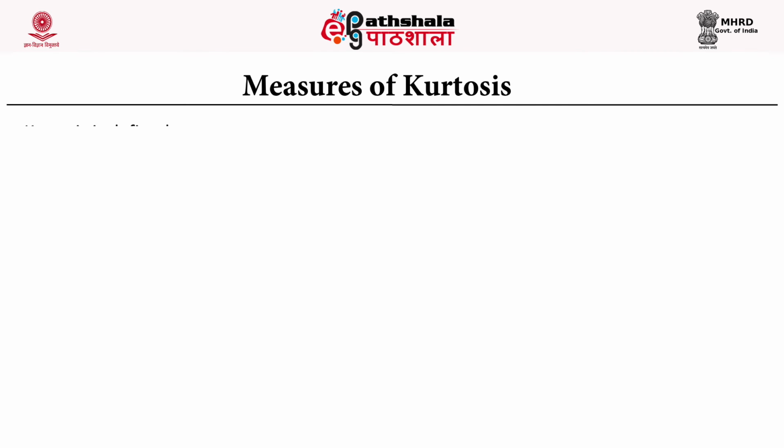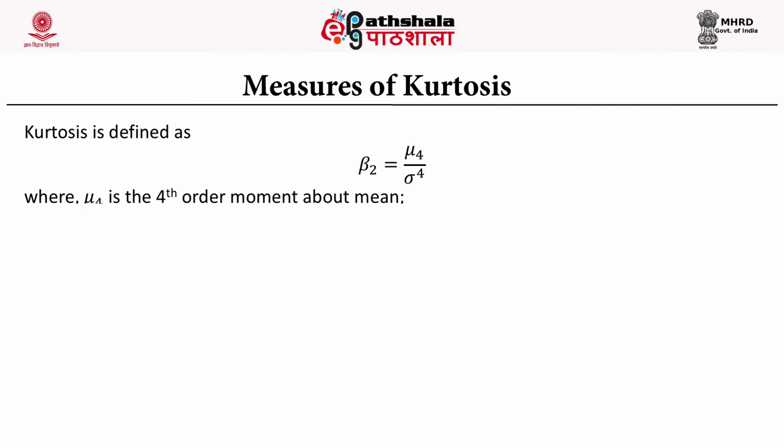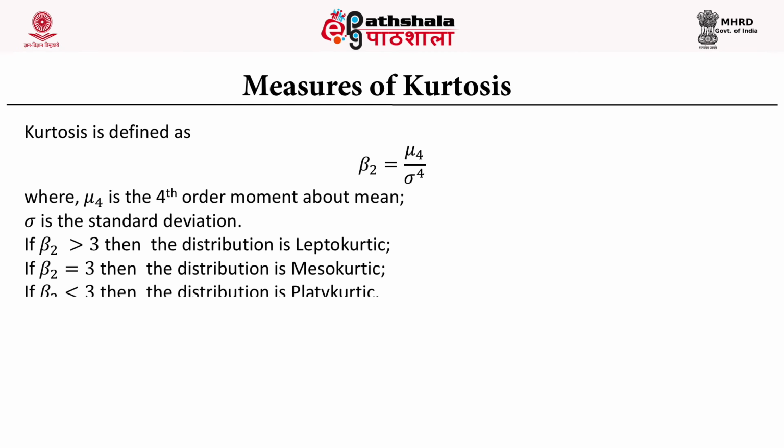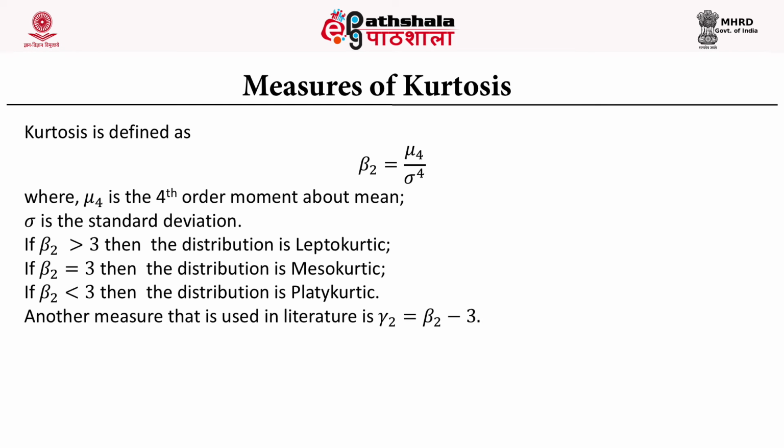So there are some measures of kurtosis. The first is defined as beta 2, which is equal to mu 4 divided by sigma power 4, where mu 4 is the fourth order moment about the mean and sigma is the standard deviation. If beta 2 is greater than 3, then the distribution is called leptokurtic. If beta 2 is equal to 3, then the distribution is called mesokurtic. If beta 2 is less than 3, then the distribution is called platykurtic.